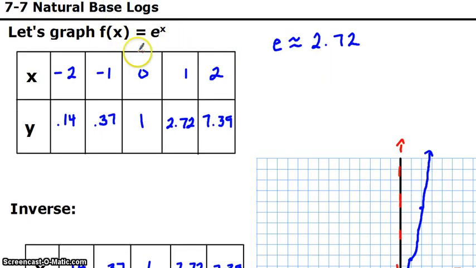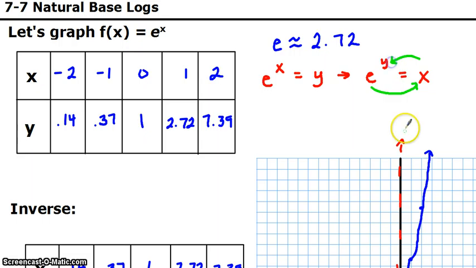Okay, remember we've learned a way to switch around the equation. So if we write this as e to the x equals y, and then we switch the x and y, that's how you do inverses. So e to the y equals x. And then I'm going to use my little spiral here to convert it. So it's going to be log base e of x equals y.